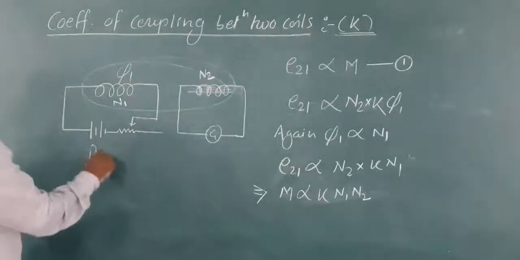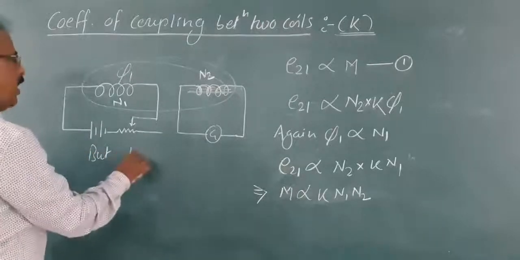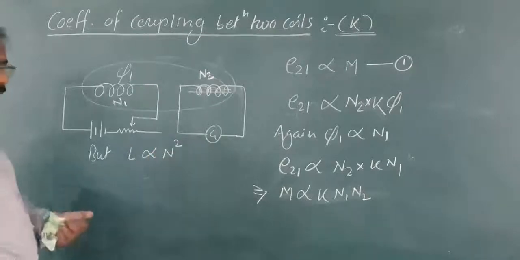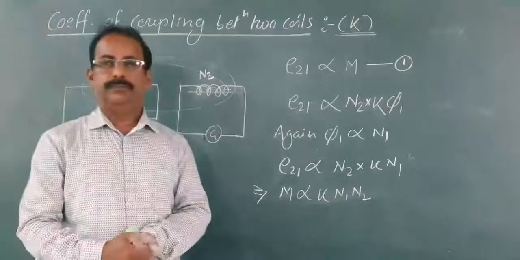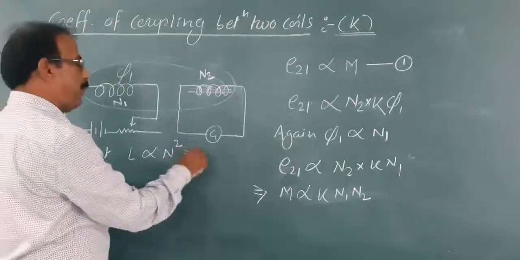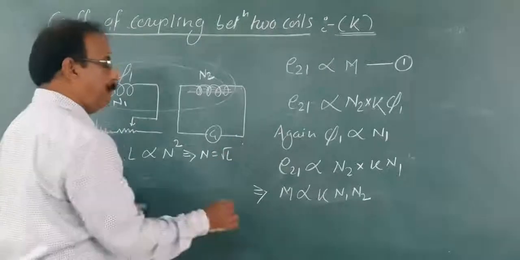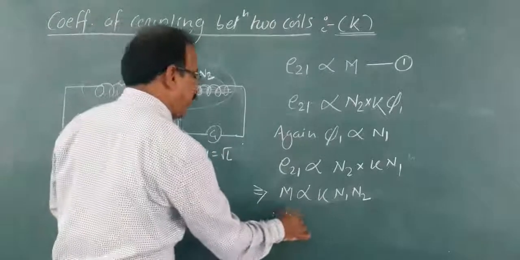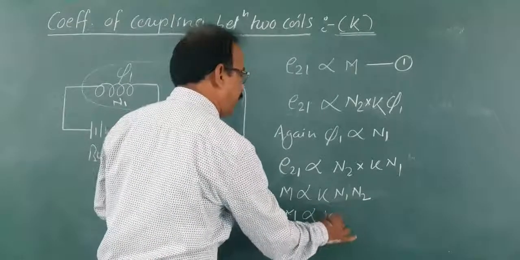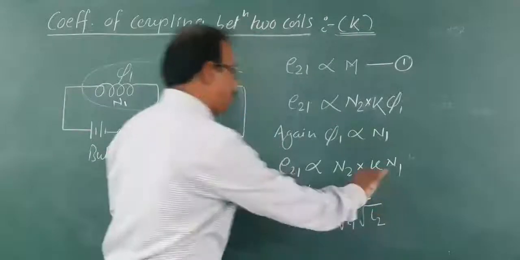But we have seen in self-induction, the self-inductance is always proportional to square of number of turns. Means N is proportional to root L. Therefore, we can write this M proportional to K times root L1 into root L2.